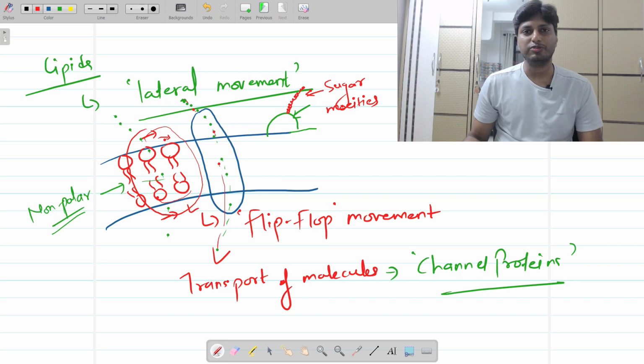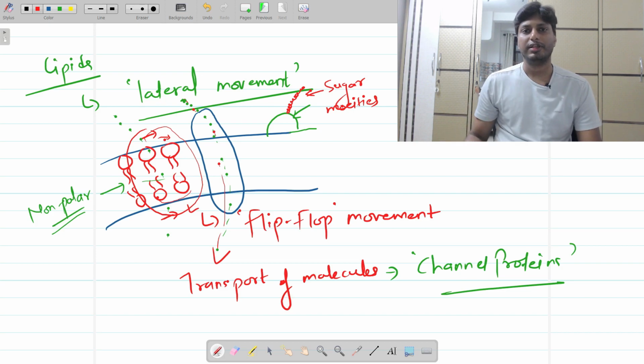So friends, in this particular video we have discussed the cell membrane, we have discussed the fluid mosaic model, and we understood why it is called the fluid mosaic model. We understood the role of the lipids present in the fluid mosaic model as well as the proteins present in it.